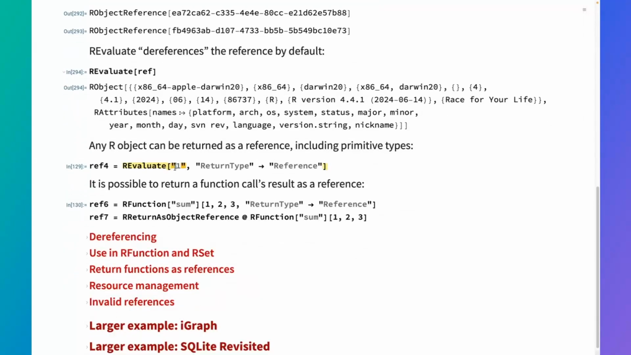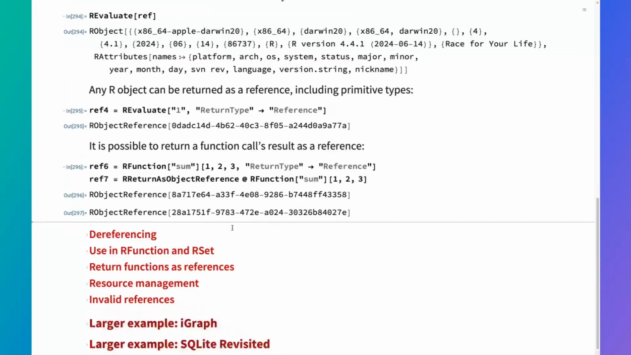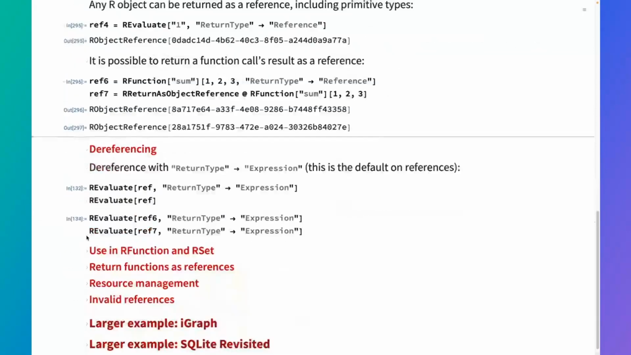So basically, you can create references from any objects, including even primitive types, and then you can pass them. You can even return a function call result as a reference. In our function, for example, you can pass the same option and then return the result as a reference. To do a reference, you basically just call R evaluate. And then, okay, let me just show this quickly.